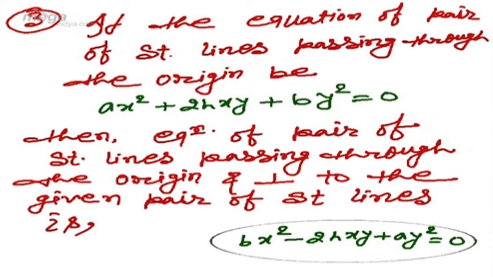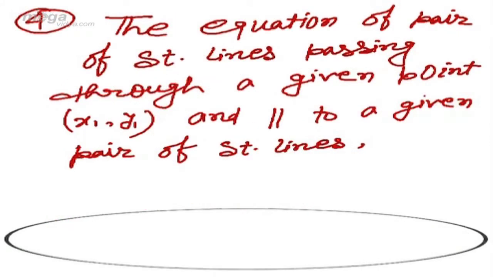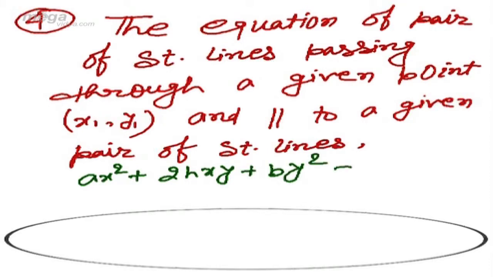Now the fourth, the equation of pair of straight lines passing through a given point x1, y1 and parallel to a given pair of straight lines ax square plus 2hxy plus by square is equal to 0. That means this is a given pair of straight lines passing through the origin. Now you have to find the equation of the pair of straight lines which are parallel to these two lines and pass through x1, y1, that is, the point of intersection of those two lines will be x1 comma y1.